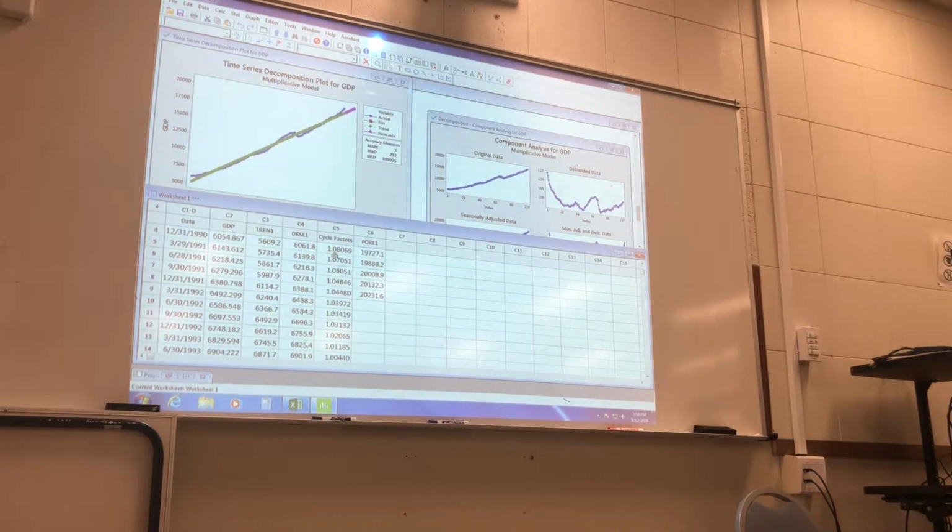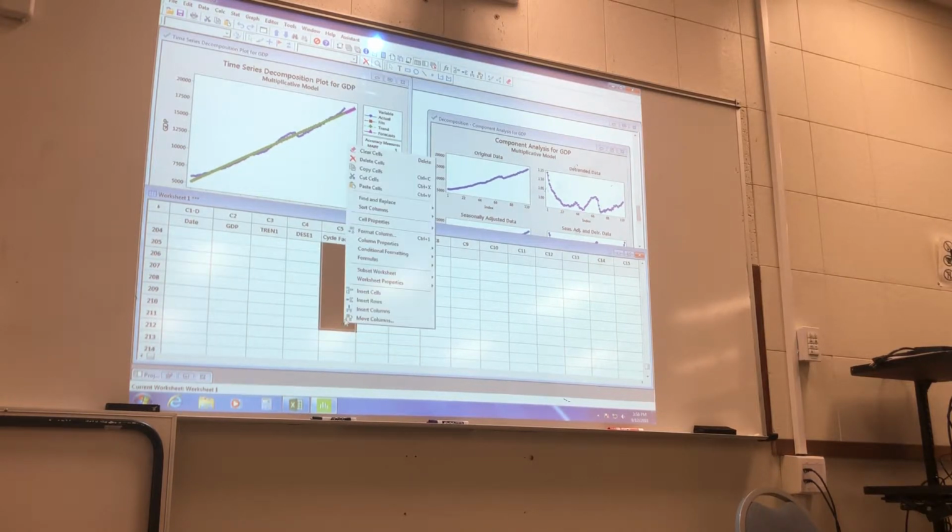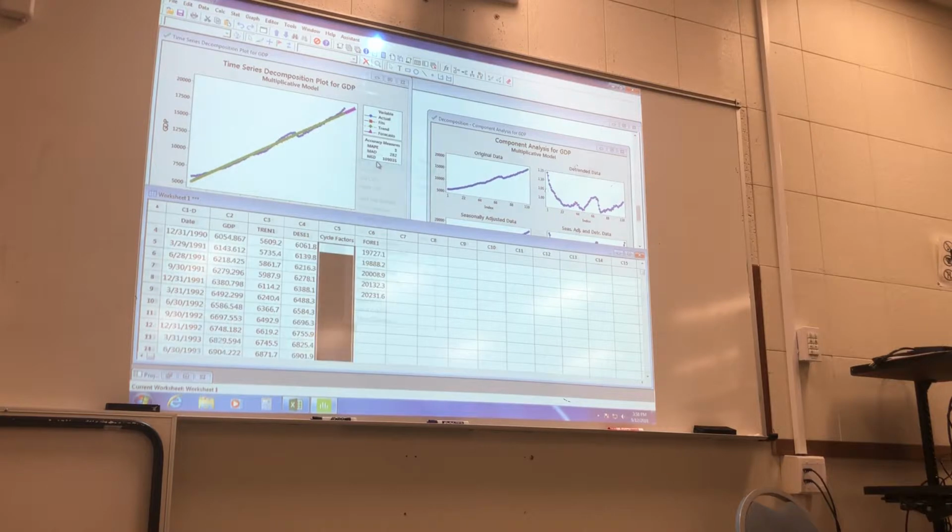Well, that's what they ask over there. Let me go back and nuke the cycle factors. You guys can label a column, can't you? Yes. I just took a long time to insert a column. I kept messing up. I inserted a row instead of a column.